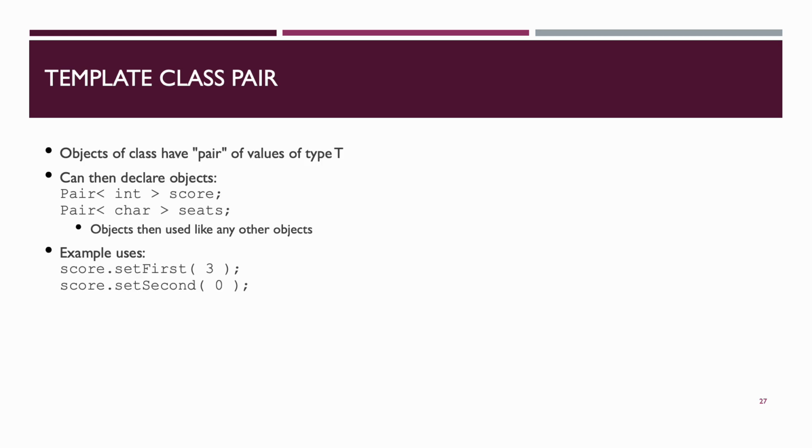Now you can declare objects of the pair template class for different data types. For example, pair<int> score creates a pair object score that holds two integers. Pair<char> seats creates a pair object seats that holds two characters. Once the objects are created, they can be used like any other object in C++. For instance, score.setFirst(3) sets the first value of the score object to 3. Then score.setSecond(0) sets the second value of the score object to 0.